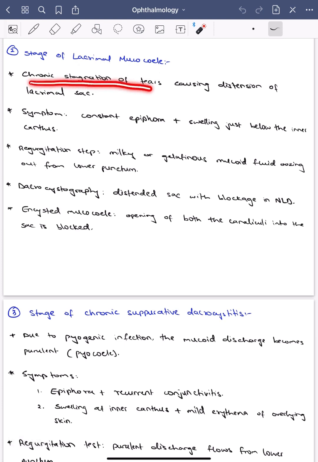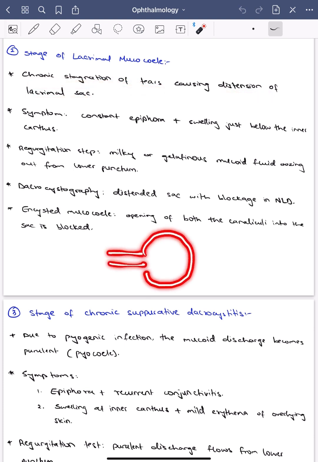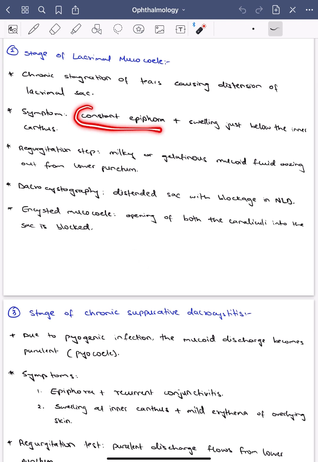The second stage is the stage of lacrimal mucocele. Here, chronic stagnation of the tears causes distension of the lacrimal sac. So we have the nasolacrimal duct which is blocked, and hence there is stagnation of the tears, which leads to distension of the lacrimal sac. Here the symptom is constant epiphora, that is constant watering from the eye, and because of the distension of the lacrimal sac, there is a swelling just below the inner canthus of the eye.